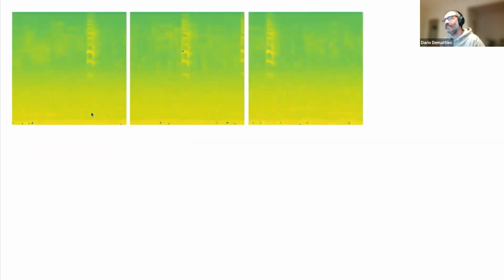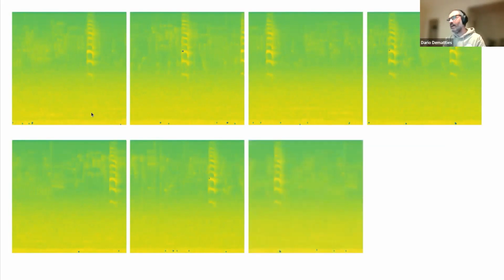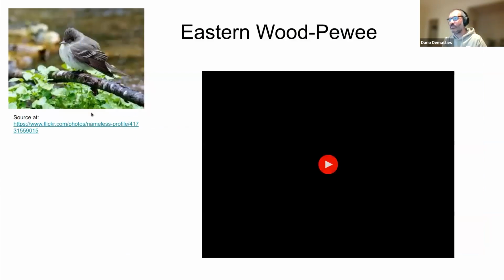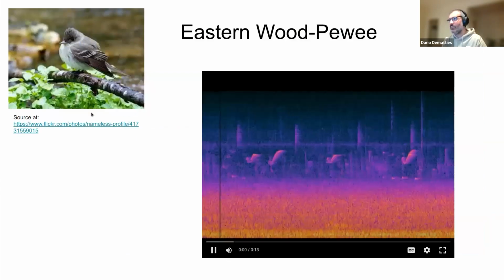As you can see, our network is bringing not just that bird, but the bird at different distances from the microphone. There is also a noisy version of the blue jay for the network, which is the amazing thing about self-supervised learning, isn't it? Then we have Eastern wood peewee.